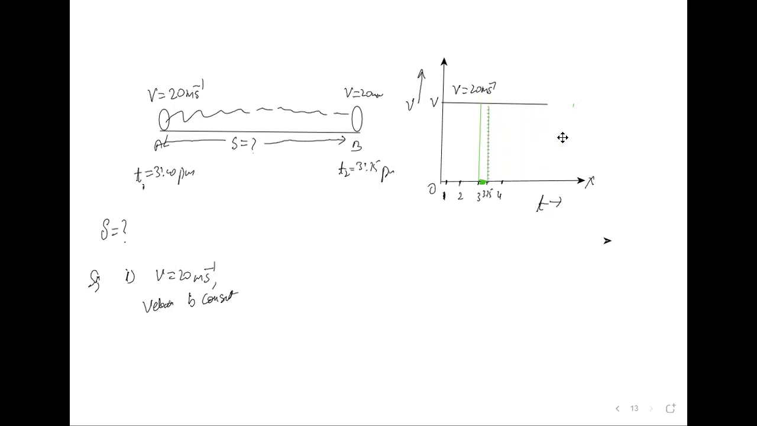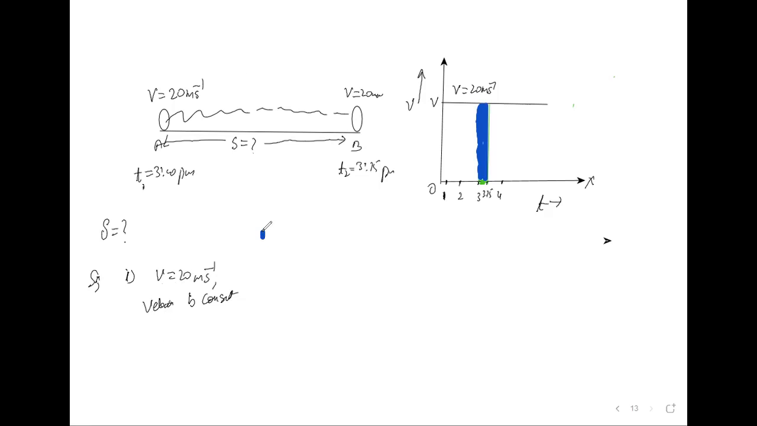This is 315. Now, this is the required displacement in this problem. We will represent this by... this is the required displacement. Okay, so the constant velocity is there, and this is a time interval. So we will calculate our displacement.